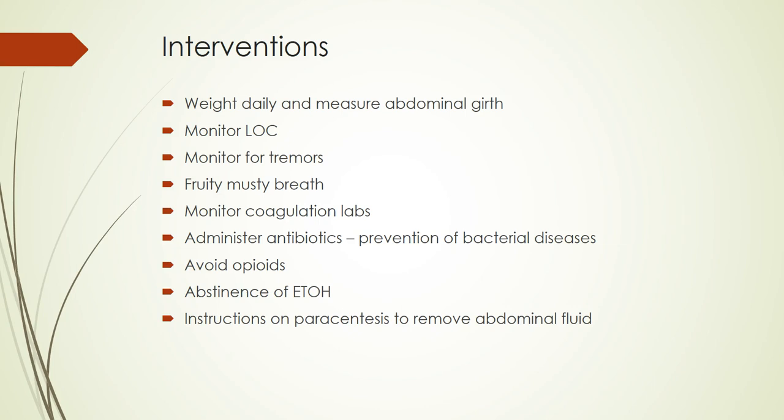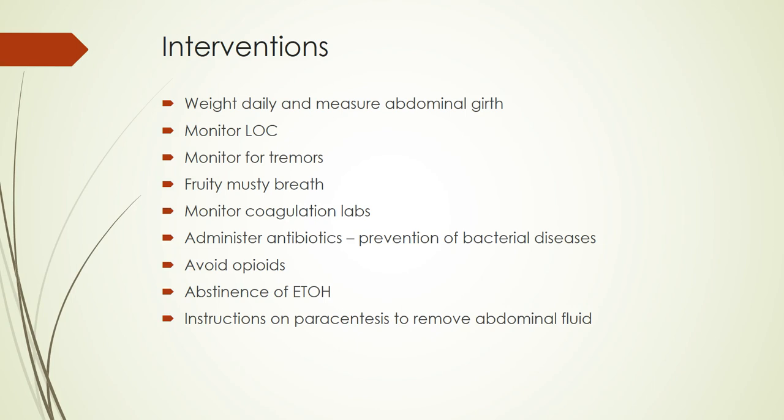Other interventions, I think fruity, musty breath is probably more of an assessment than anything else. Monitor coagulation labs. You're looking at PT-INR. You're looking at PTT. You're making sure that, again, an organ that is to control the clotting factor is not working appropriately. So if for whatever reason they have to go to surgery, or you're finding out that their blood is becoming way too thin, you're going to start looking at other things to make sure that they don't lead to death. Administer antibiotics for prevention of bacterial diseases.